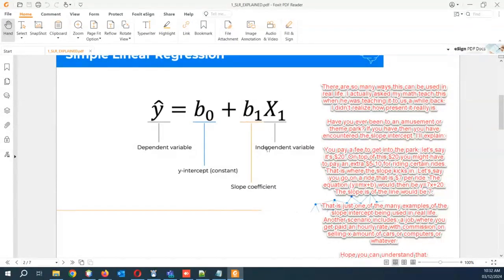My math teacher taught it a while back, and I didn't realize how present it really is in our real life. Have you ever been to an amusement park or a theme park? If you have, then you have encountered the slope intercept, and I will explain it to you.